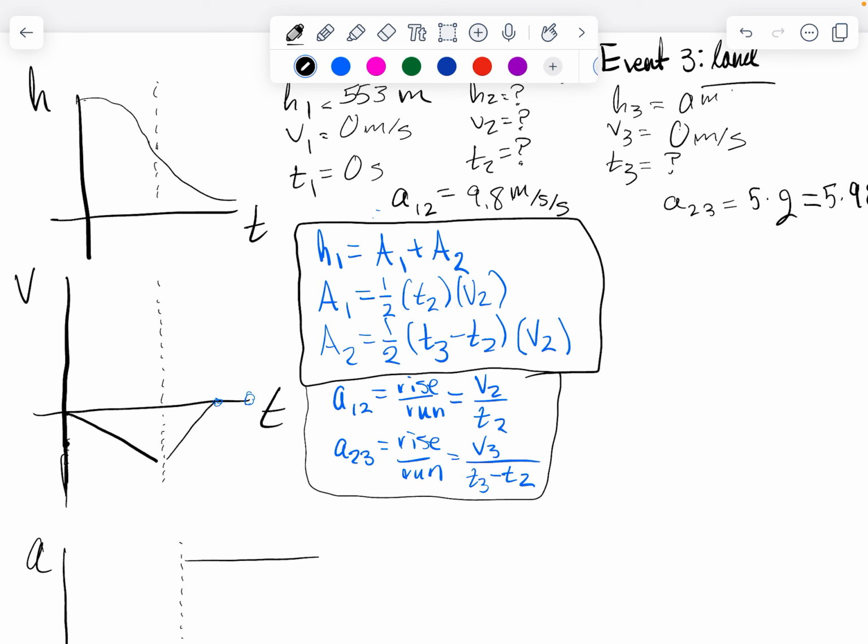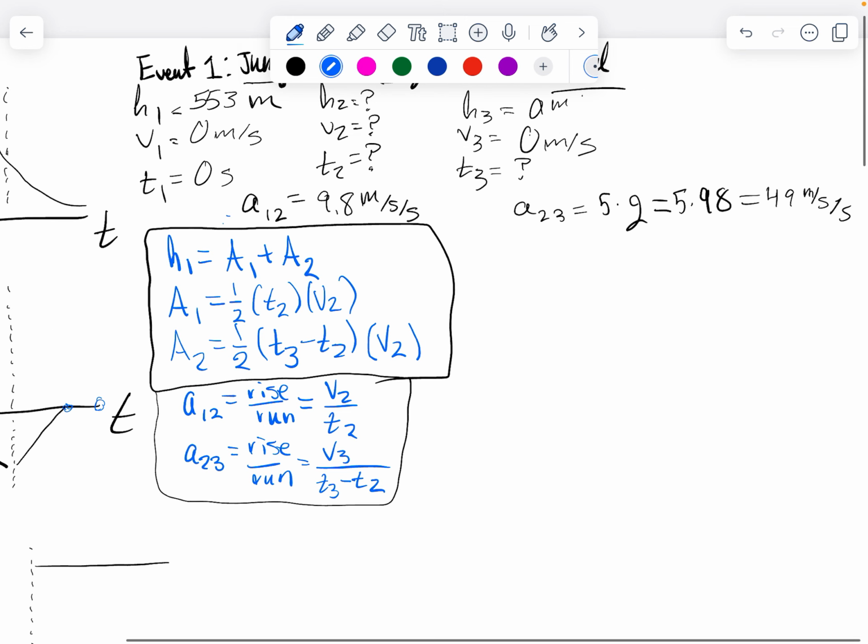Cool. Now what? What do we want to do next? Well, we have A12 equals V2 over T2. Well, with that, we can find T2, what the formula for T2 is, because we will have to find that eventually. So that would be T2 equals V2 over A12 using simple algebra. You just switch them around, right? So we got T2 equals V2 over A12.